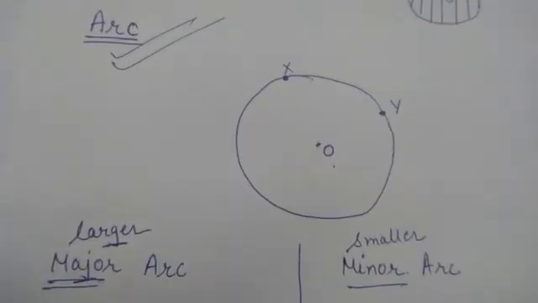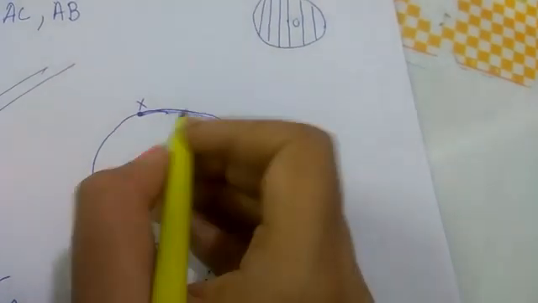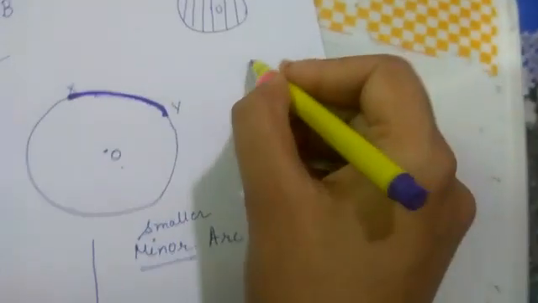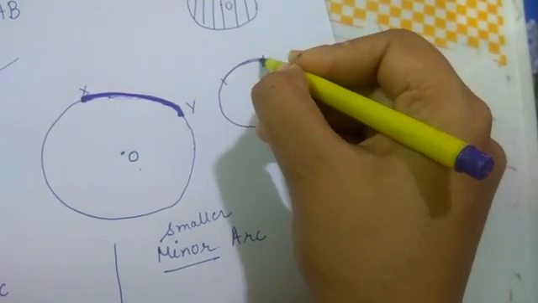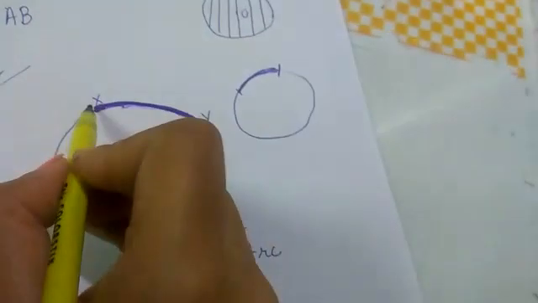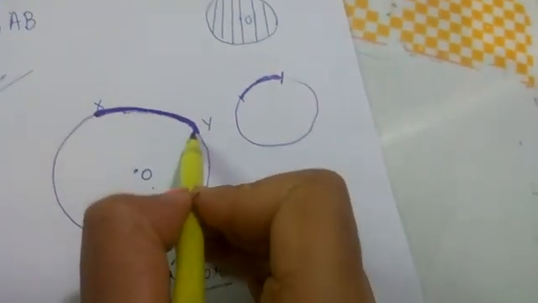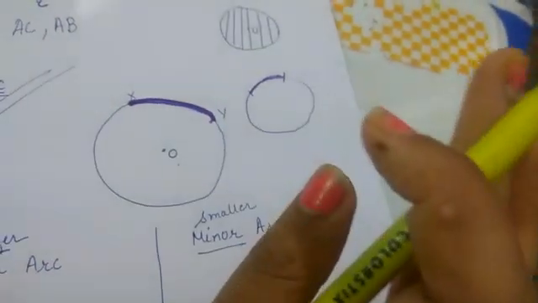Now, let us see, what is an arc? This is an arc. Let us suppose this is the circle and if I want to represent only this portion, so this is an arc. From this point to this point, if I want to talk only about this part, that means this is an arc. Get it? Now major arc and minor arc.